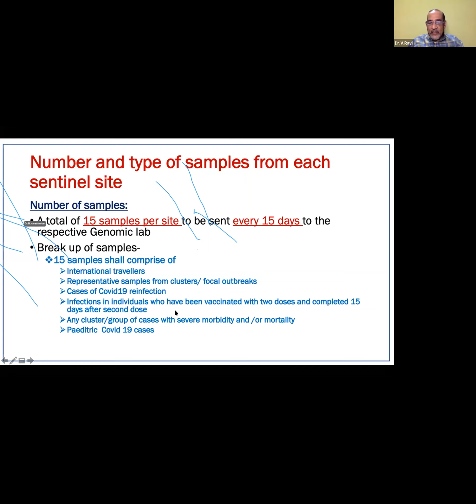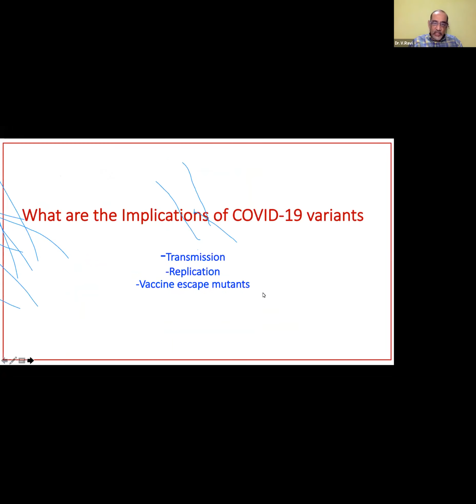Infections in individuals who have received 2 doses of vaccine and completed 2 weeks, which we call breakthrough infections. Any cluster or group referred by you, people with severe morbidity or mortality, and then of course any of the pediatric COVID-19 cases, where there is some interest because we want to know if there is a mutant affecting children. So these are the only categories. Not every routine sample that is PCR positive goes into sequencing.